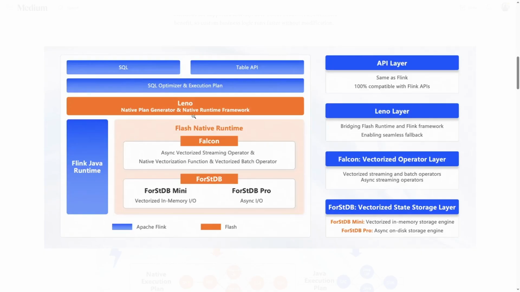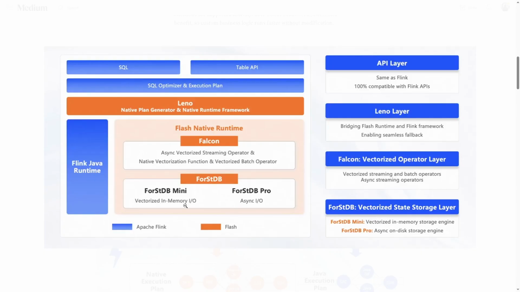Once it generates a native plan which is supported for that particular operator, there are two things. One is Flash native runtime, which is Falcon, their engine name, which is an async vectorized streaming operator and execution platform, written in C++. That's where the native part comes in. And then the state is handled by Forest DB, which is Forest Streaming DB, and it has two modes. One is Mini and one is Pro. Mini is for small state and Pro is for async on-disk storage.